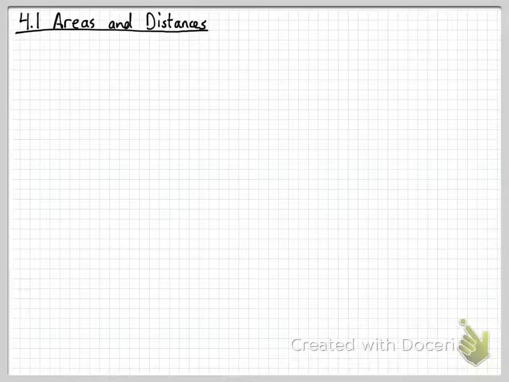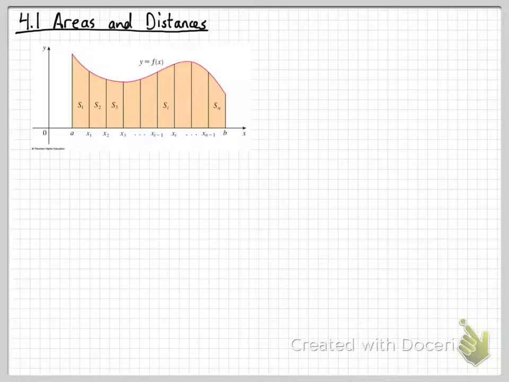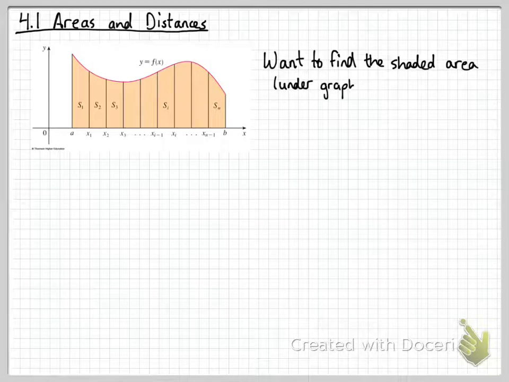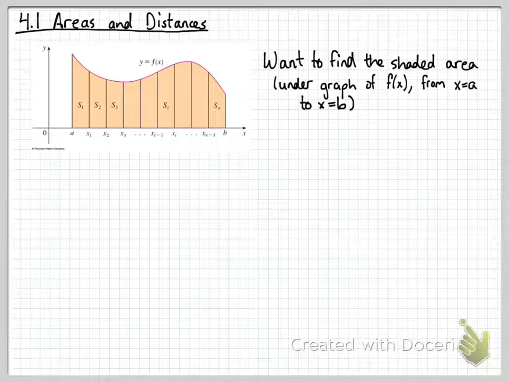Alright, we get to talk about areas and distances. Most of this is going to be areas. We'll do a little distance stuff at the end. But the idea here is I have a graph of a function and I would like to find the shaded area here. That is the area under the graph of f of x, under that curve, between two x values, x equals a and x equals b.